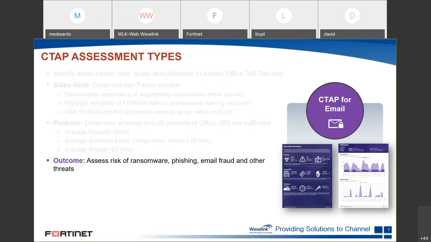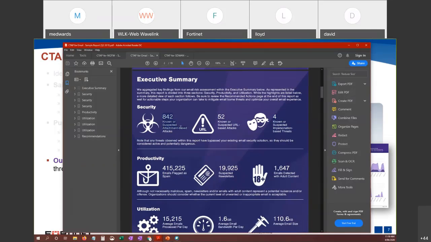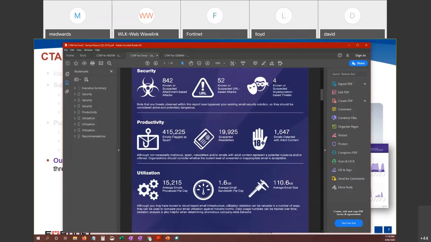Again, the report looks the same with a summary page here, and it will tell you known or suspected attachment-based attacks, URL attacks, and then impersonation-based threats as well. Okay, how many of your emails are actually flagged as spam?